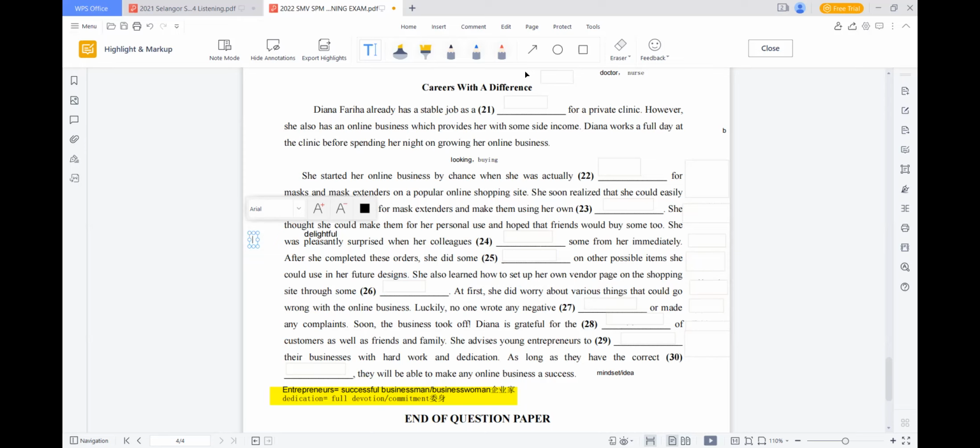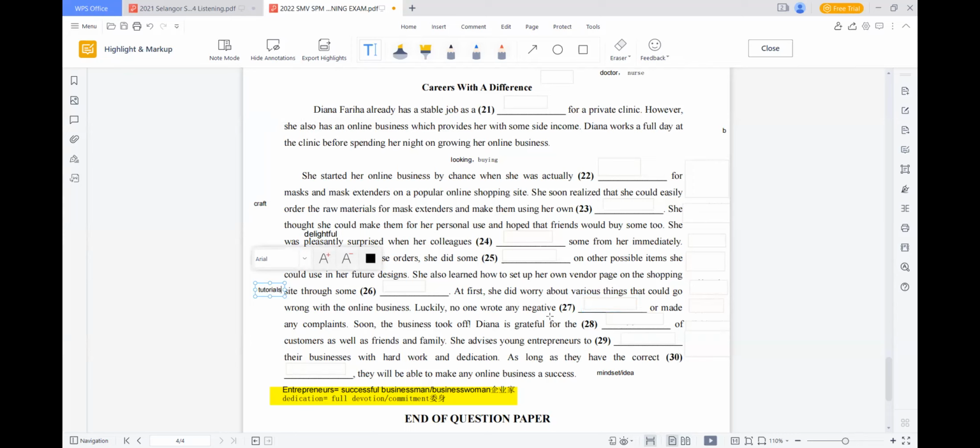Okay, tutorials. Okay, possible. Yes, tutorial. Okay, remember in part 4, right? Plural, singular. All this you have to know the grammar. Okay, if this is some, right, your tutorial has to be adding s. Because grammar is very important in this part. Yeah, s. Okay. At first, she did worry about various things that could go wrong with the online business.